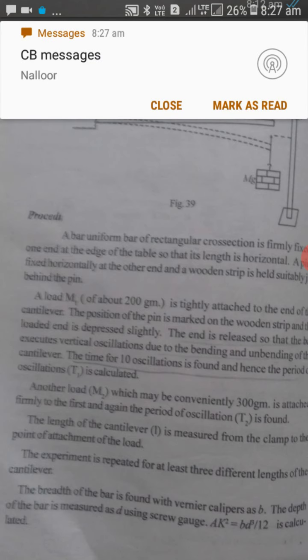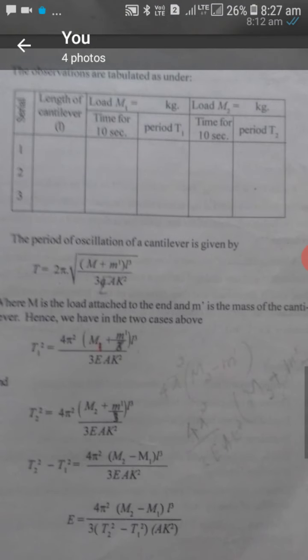Then this experiment is repeated for different lengths. First length you keep 80 centimeter, then 70 centimeter, then 60 centimeter. For the different lengths you measure the time period. Then you remove the scale. Then you find the breadth of the bar using vernier caliper. Then you find the thickness using screw gauge. Then you substitute AK square is equal to b d square by 12. Then the readings are tabulated.